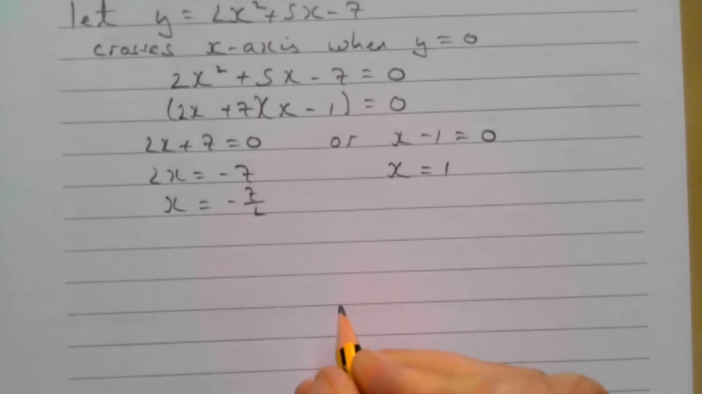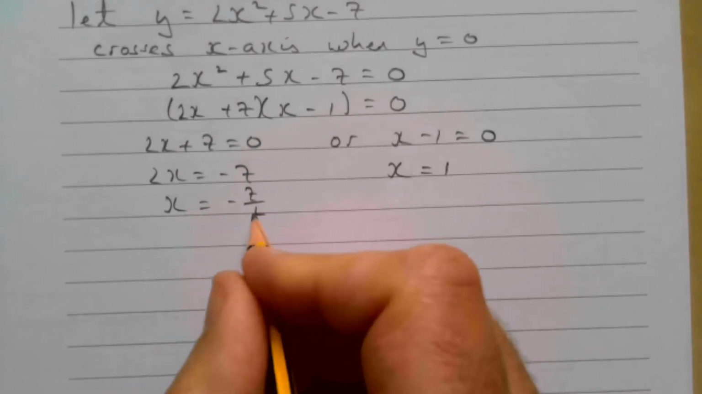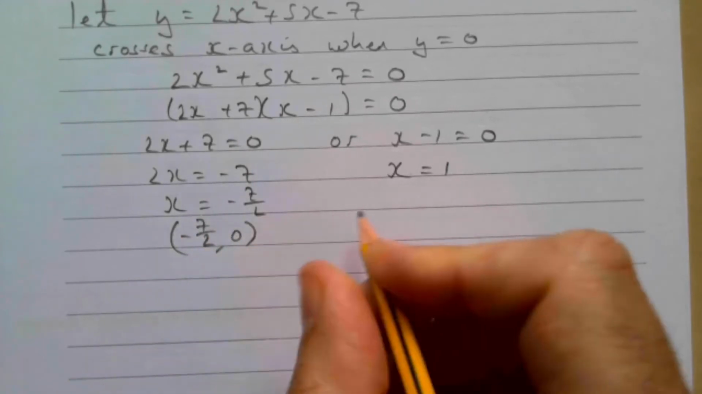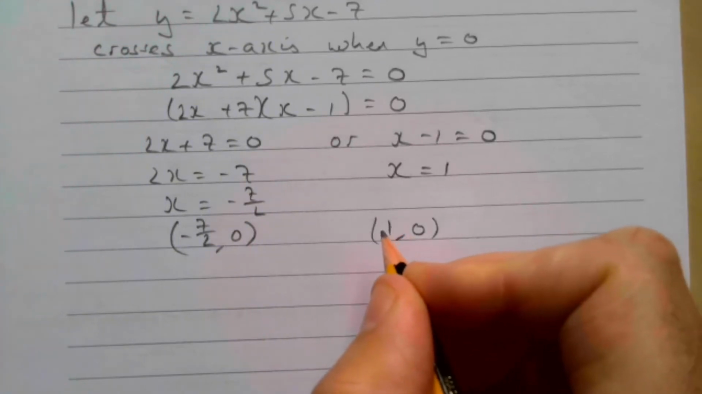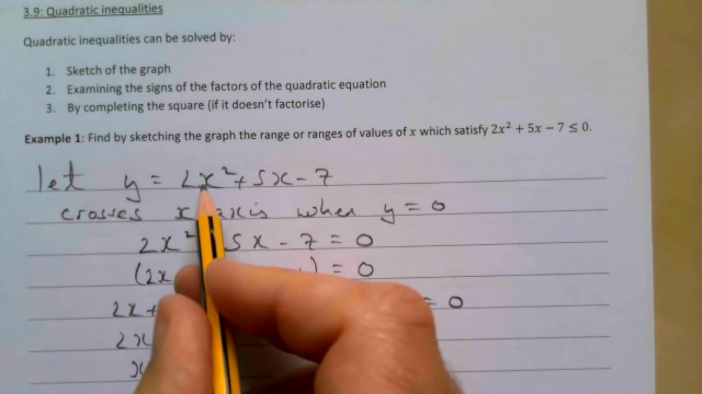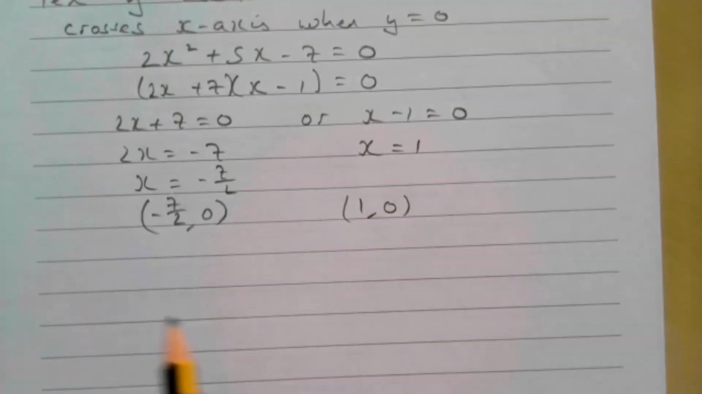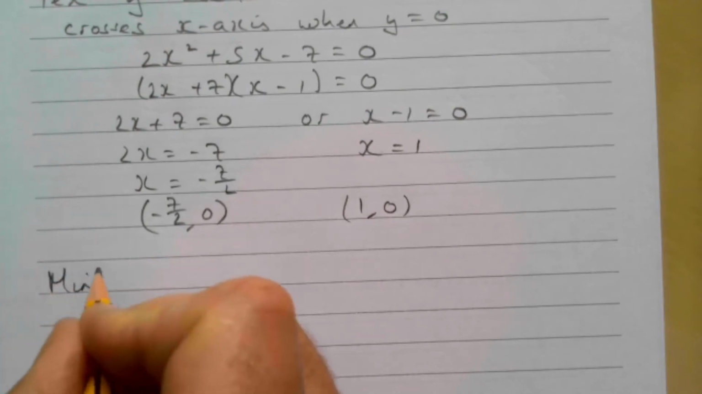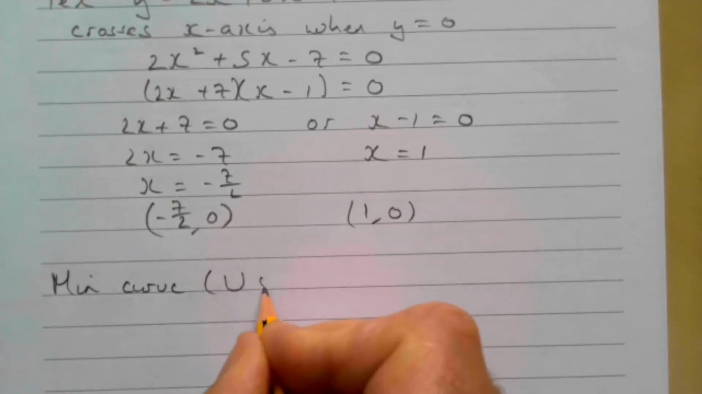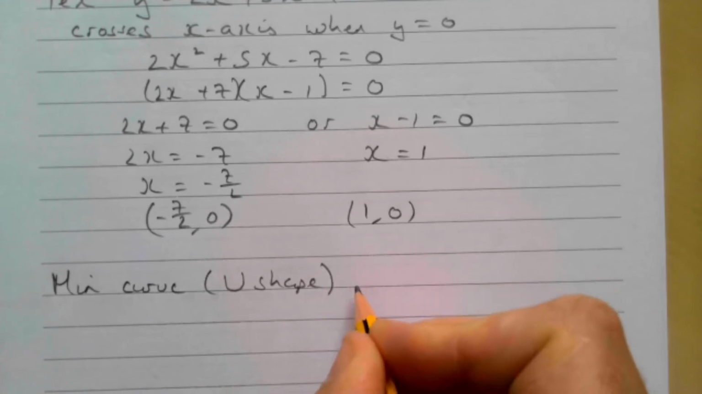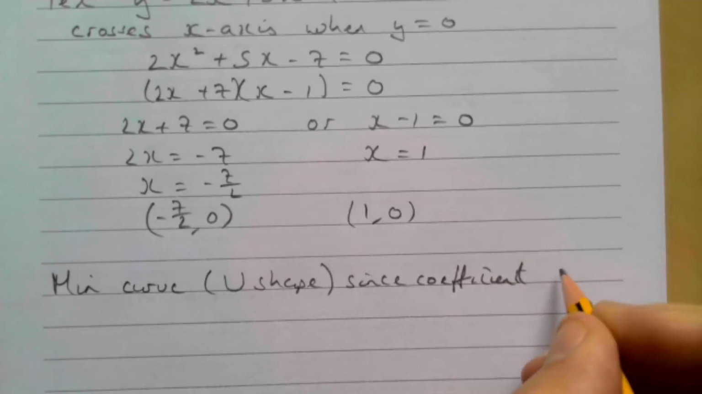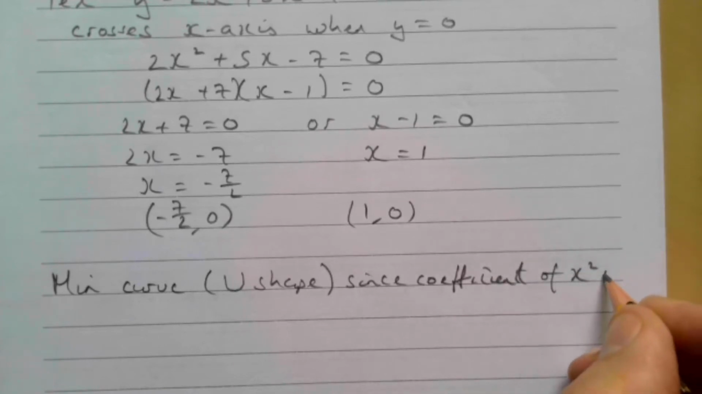You can just about see that. So let's see then from there. That means the 2 points where it cuts the x-axis are going to be minus 7 over 2 and 0, and 1 and 0. We can tell by looking at this, I hope, that it's a U shape rather than an N shape because it's a positive x squared. So we would write that it is a minimum curve, i.e. it is a U shape, since the coefficient of x squared is positive.